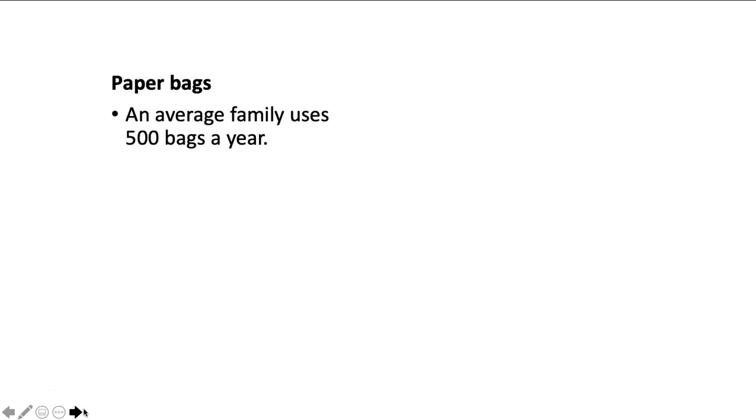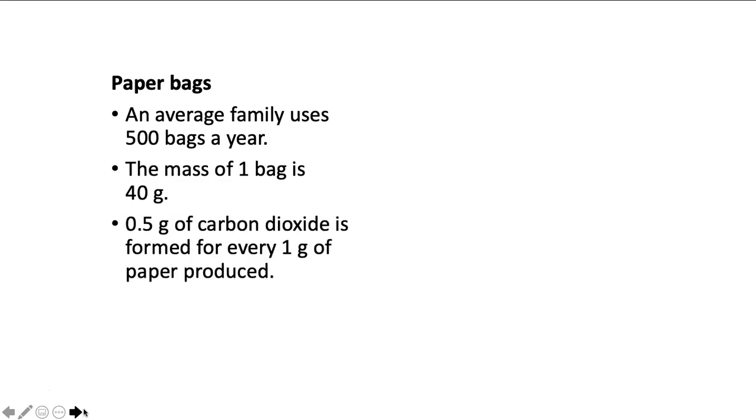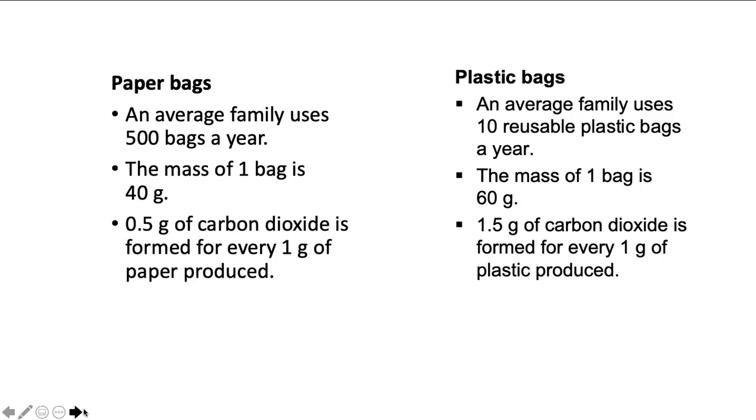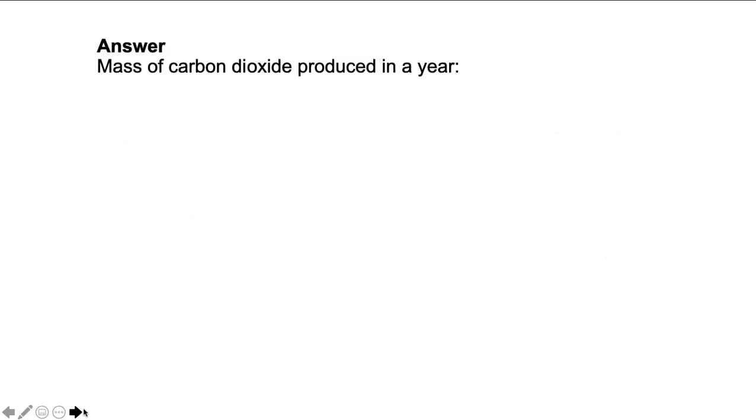Okay, so an average family uses 500 bags a year. The example: the mass of one paper bag is 40 grams. 0.5 grams of carbon dioxide is formed for every 1 gram of paper produced. In the case of plastic bags, you can use only 10 per year. It weighs heavier and more carbon dioxide is produced.